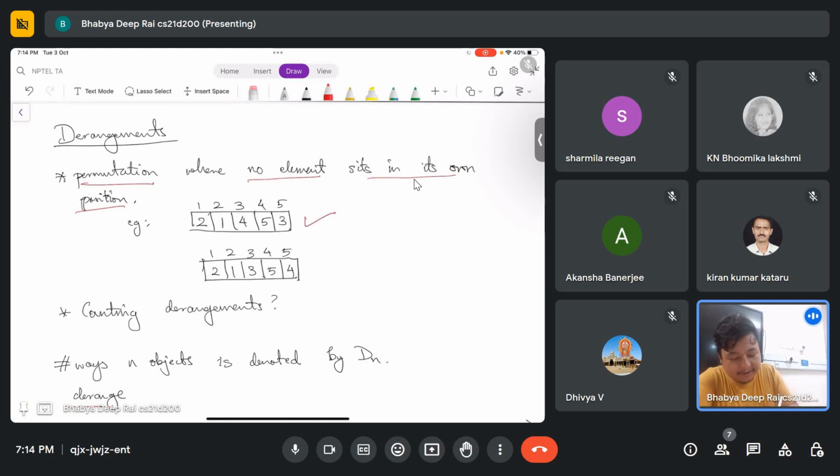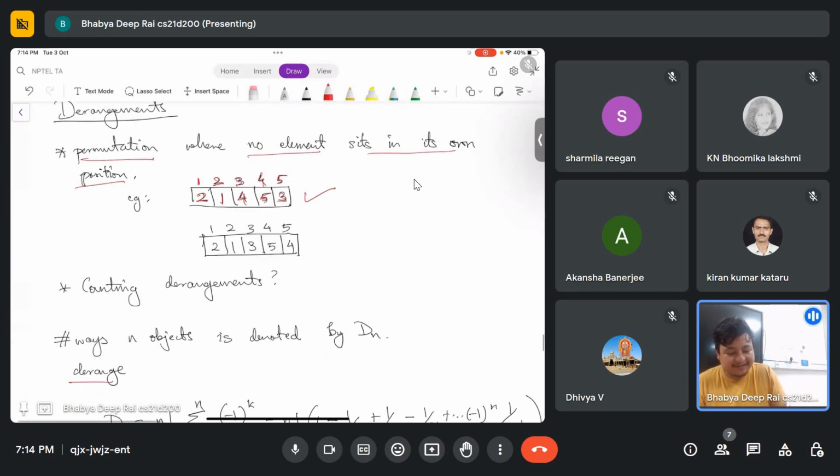Why? Because 2 sits at position 1, 1 sits at position 2, 3 sits at 4, 4 sits at 5, 5 sits at 3. So no object sits at its own position. That is, 2 does not sit at 2's position, 3 does not sit at 3's position, and so on. It sits at someone else's position.